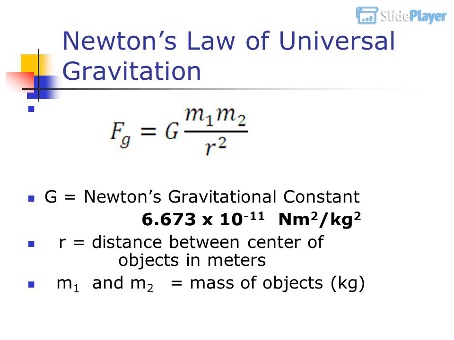Newton's law of universal gravitation. G equals Newton's gravitational constant, 6.673 × 10^-11 N·m²/kg². r equals the distance between the centers of the objects in meters. m1 and m2 equal the masses of the objects, in kg.